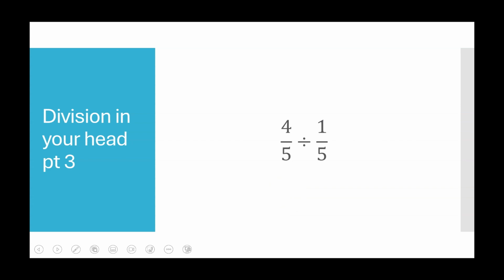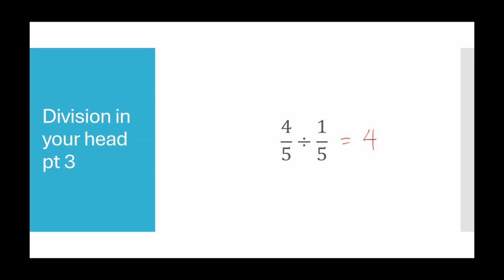All right, 4/5 divided by 1/5. Remember that the denominator is just like a unit. This is the same as saying 4 centimeters divided by 1 centimeter, or 4 oranges divided by 1 orange. How many groups of 1 are there in 4 of them? And there's 4.